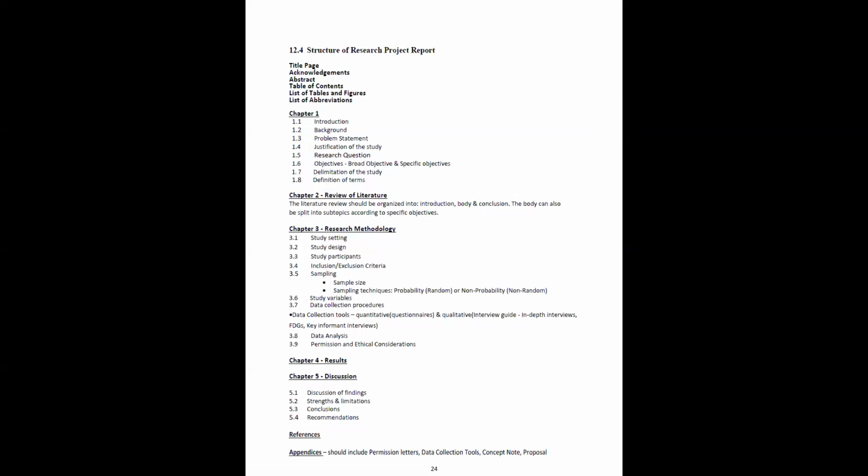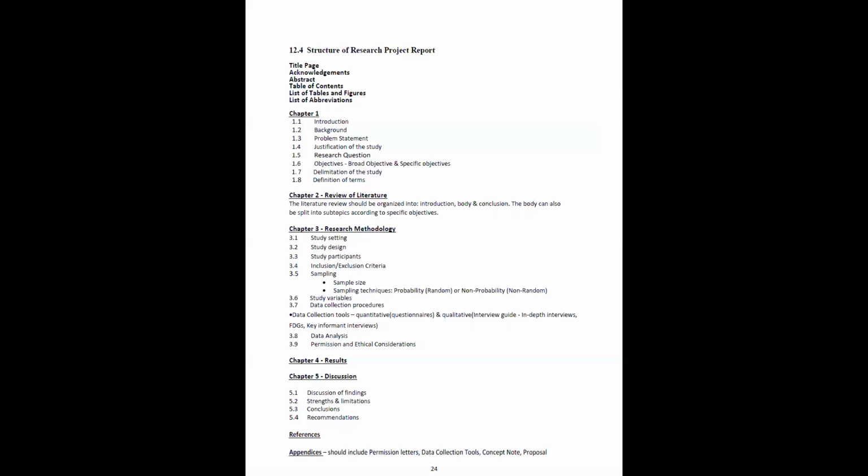Remember, people have this problem where they think these things are difficult. They are not different. You are just moving from an idea, which is the concept note. You expand your concept note into a full proposal, and this outlines how you are going to do your research. Then from that full proposal, you collect your data and you analyze it, and you come up with chapter 4, the results, or the findings of your study.